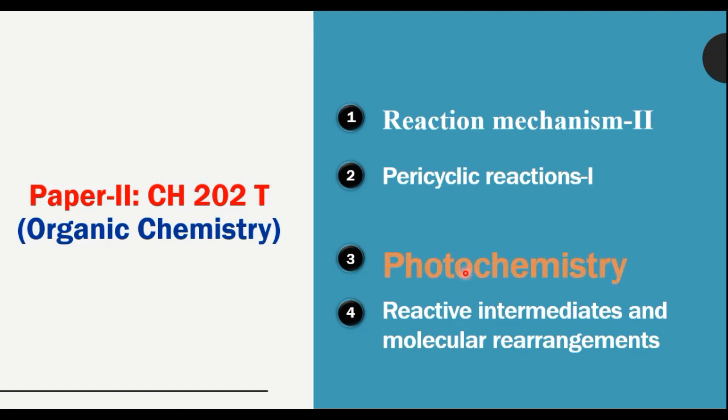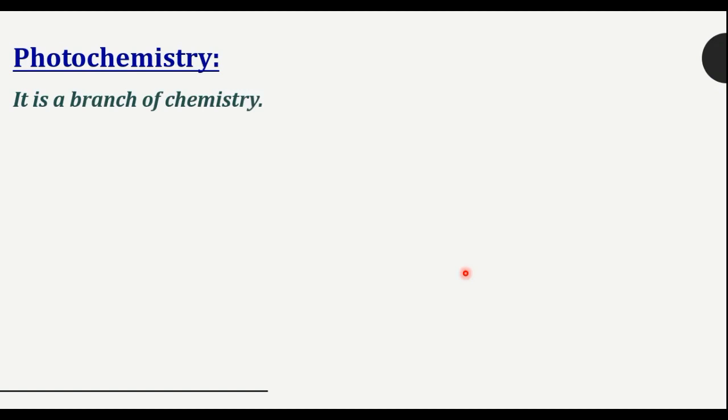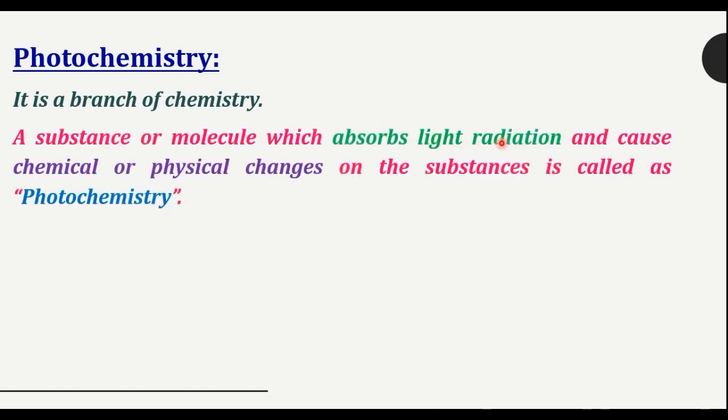So what is photochemistry? Friends, the definition of photochemistry: obviously we are discussing chemistry. It is a branch of chemistry. Here in this chapter, whatever the chemical molecule is, that molecule absorbs the light and it will undergo some changes, that may be chemical change or physical change. Such a type of study is called photochemistry.